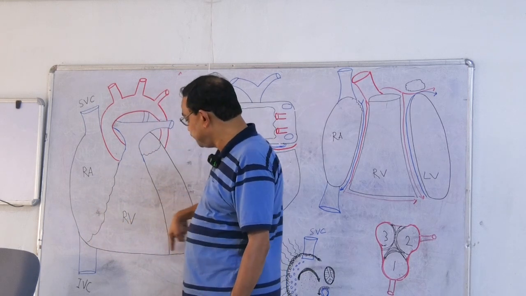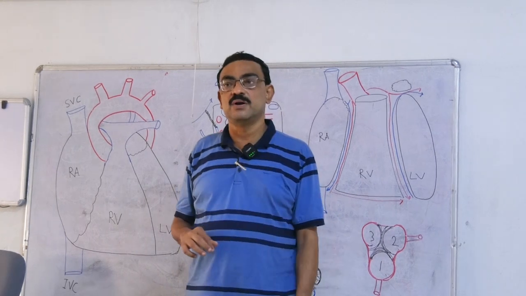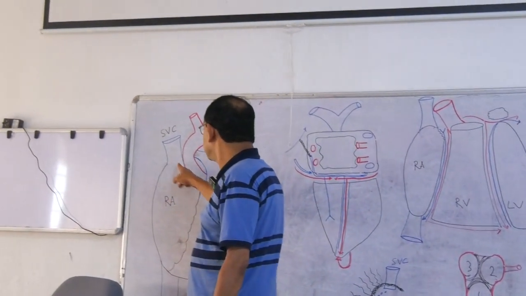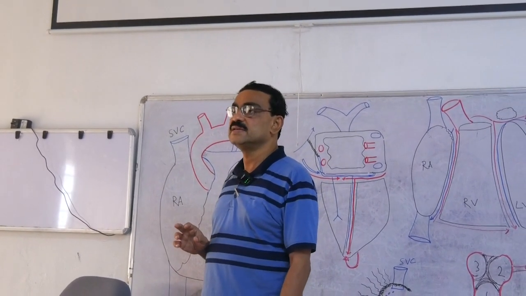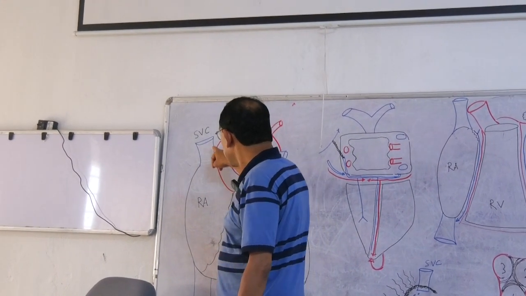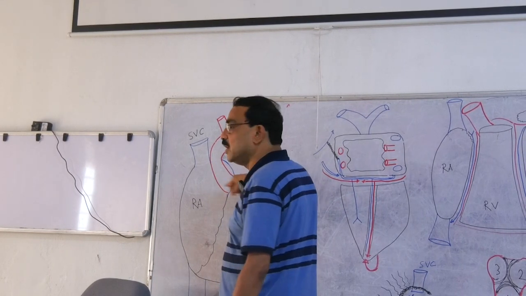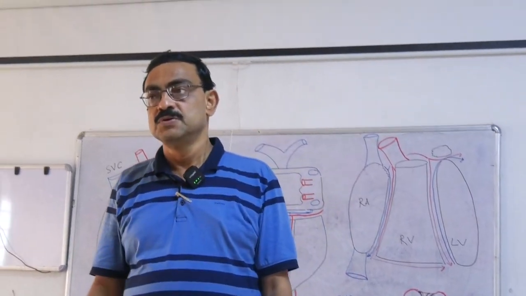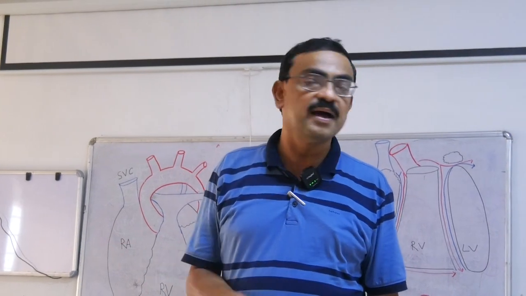You can see one border which is called the inferior border, and another border. Sometimes in some books it is written as the upper border, connecting the right and left auricles. This is the upper border. So, right border, left border, inferior border and the upper border.